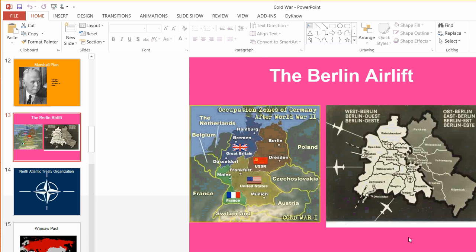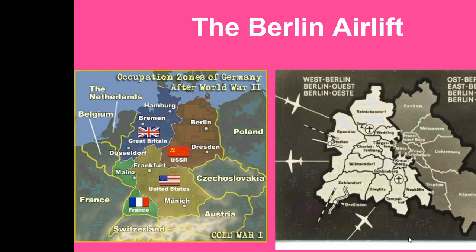Okay, we're going to pick up today where we left off yesterday with the Berlin airlift. As a reminder, Berlin was divided into how many zones of occupation? 4. And whose zone did Berlin reside in as far as the 4 zones of Germany? The Soviet Union's. Okay, very, very good.